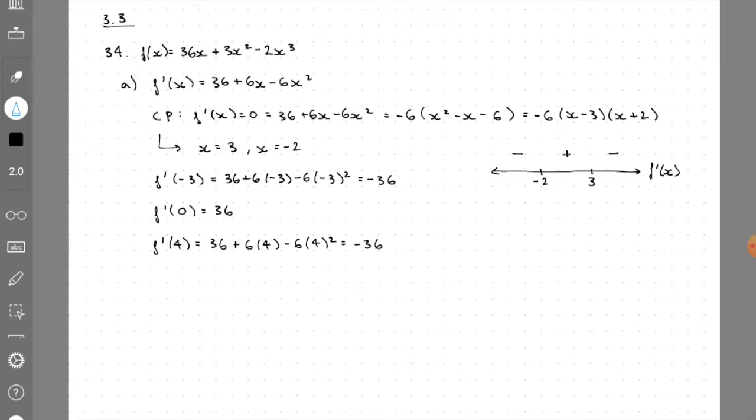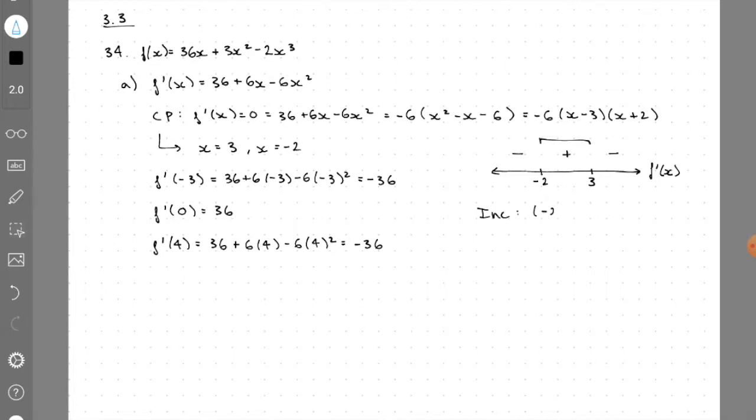So our answer is that it's increasing on the interval negative 2 to 3, right? So we're going to write negative 2 to 3. And then it's decreasing on the interval negative infinity to negative 2, union 3 to infinity. Okay, so this is going to be your answer for part A. We're going to move on to part B.